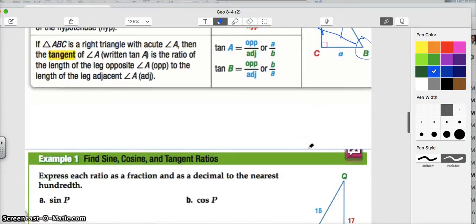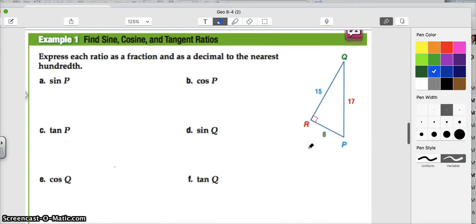All right. Now that we've gotten through that, let's see if we can practice with some of these functions, these relationships. I'm going to write SOHCAHTOA right here at the top, because it's really helpful, anytime you need to figure out some ratios, to have it right there. So here's example 1. Express each ratio as a fraction and as a decimal to the nearest hundredth. So sine of P. If I'm standing at angle P, sine is opposite over hypotenuse. That's going to be 15 over 17. So there it is as a fraction.